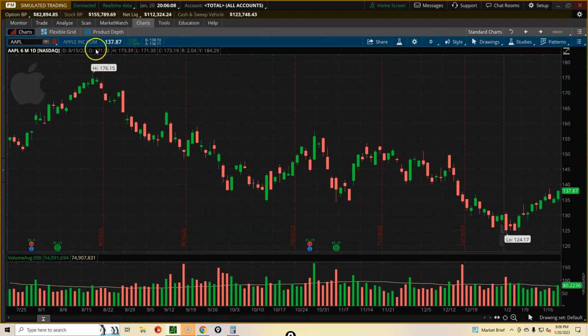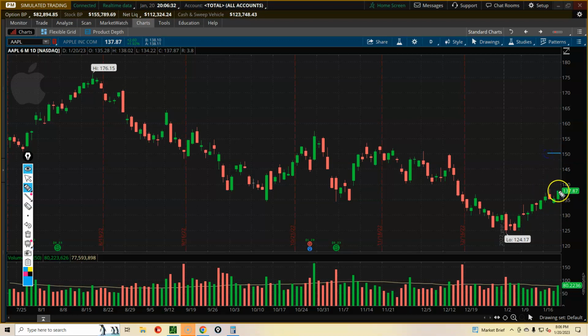So right now we're looking at a 6-month daily chart. The highest it has been is 175. Our sold call is at 150, right in here. Bring this over here. Sold call at 150.